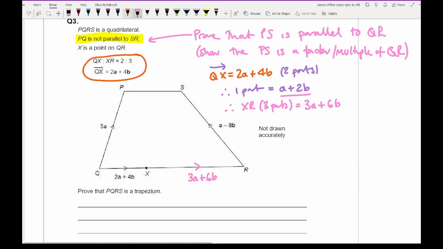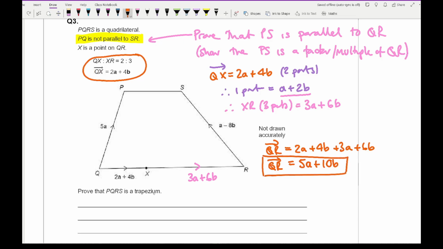Now from this, what I can then do is work out what QR is. So QR is going to be 2A plus 4B plus 3A plus 6B. And collecting all of that up, that's going to give me 5A plus 10B. And let's just highlight that there. So that's this one found.